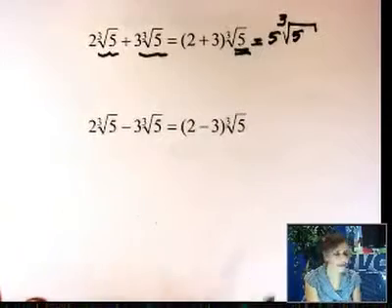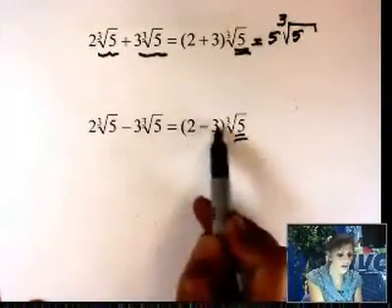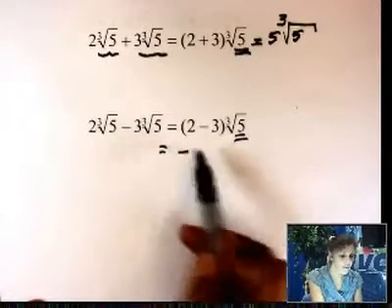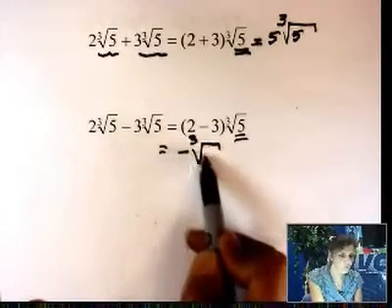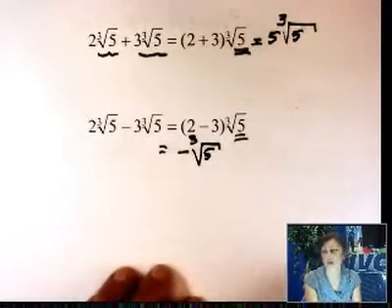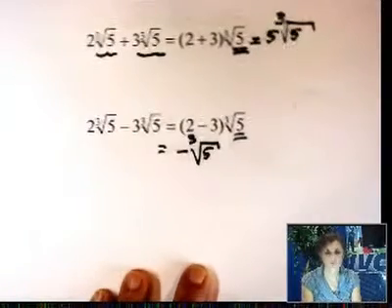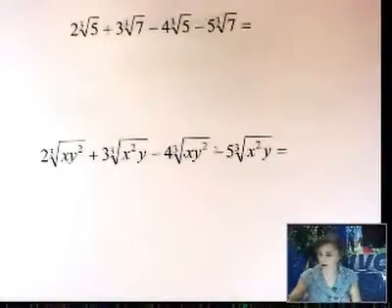Subtraction works the same way. When the indices are the same, just pull it out. 2 minus 3, so you end up with negative cube root of 5. It doesn't matter whether you have 2, 3, whatever, or you're subtracting. If the indices are the same, use the distributive rule, pull it out, and you're done. All right.